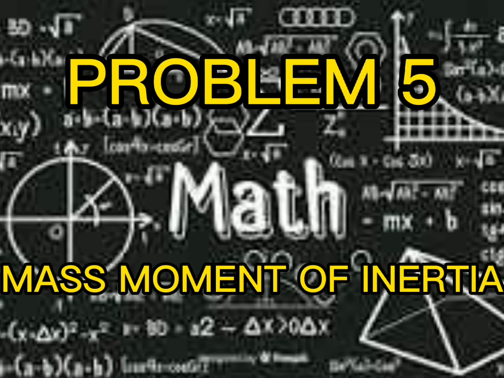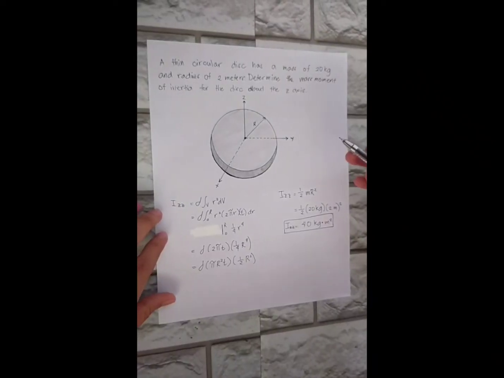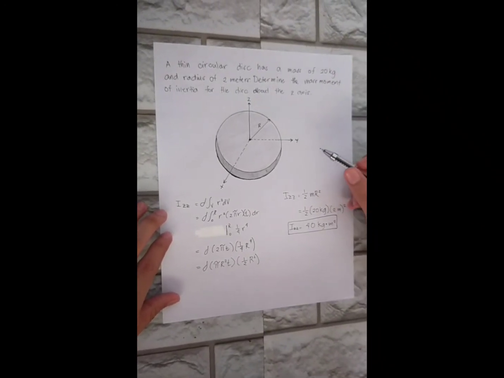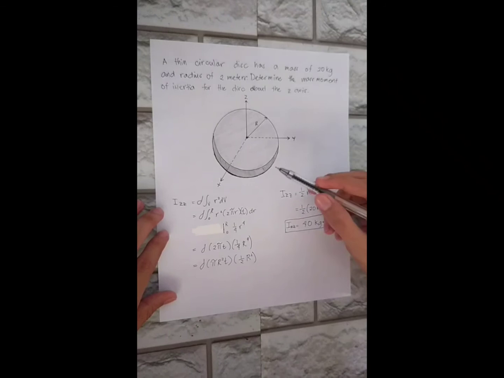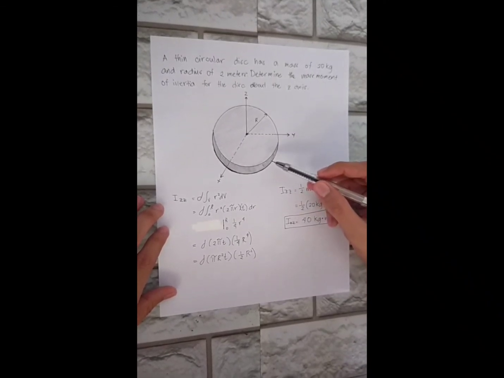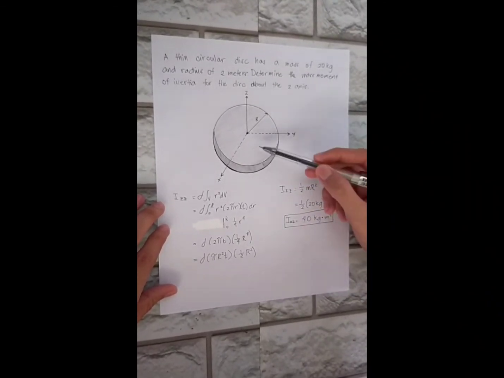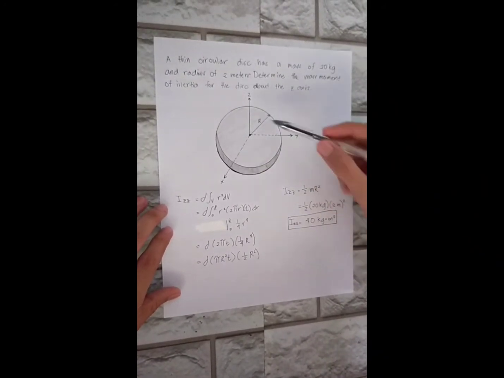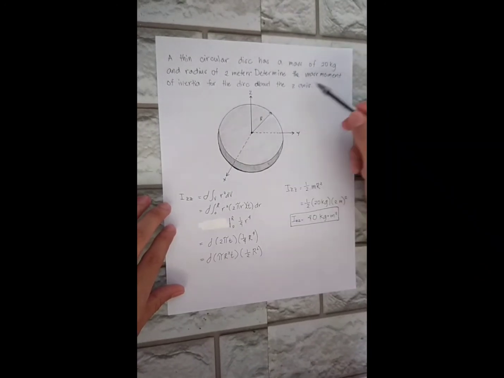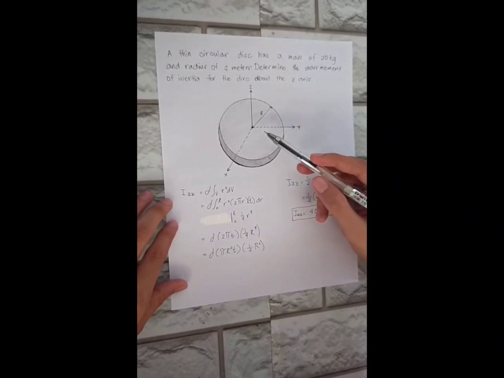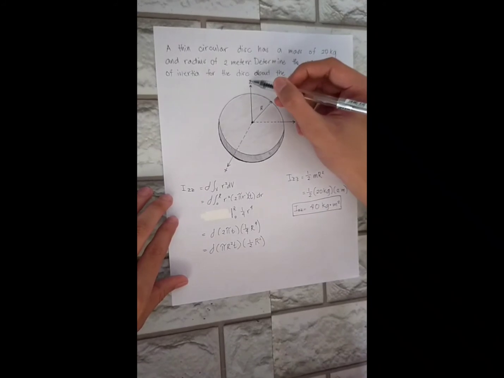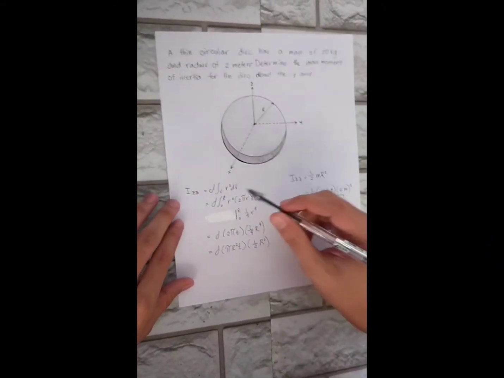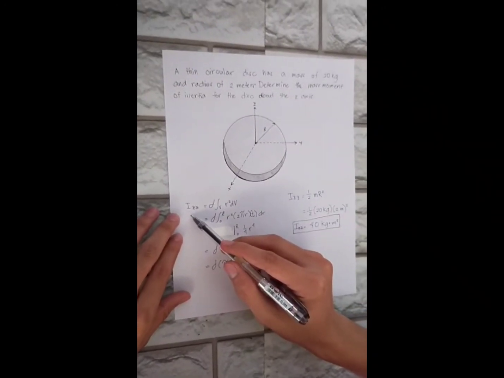Problem 5, mass moment of inertia. And now we are here in our last and final problem. We are going to identify the mass moment of inertia for this disc. So the question is, a thin circular disc has a mass of 20 kilograms and a radius of 2 meters. Determine the mass moment of inertia for the disc about the z-axis. But the first thing we should do is find the relationship.